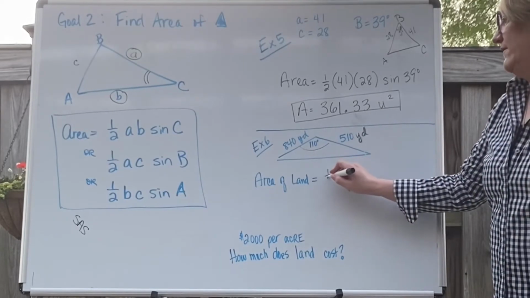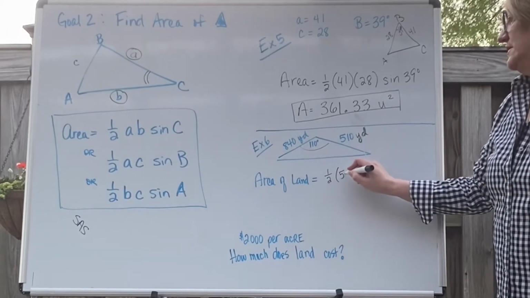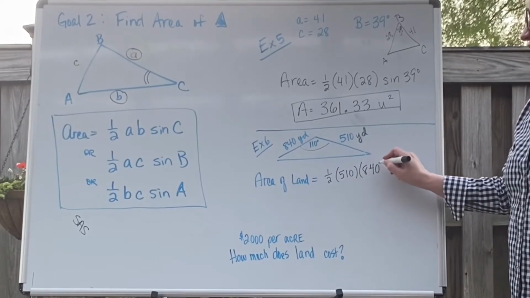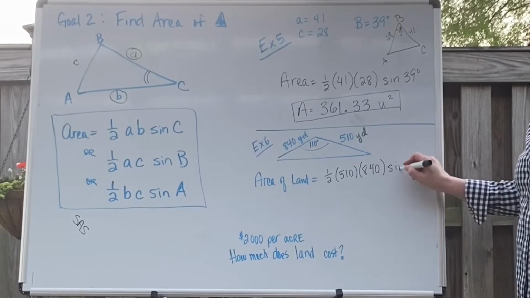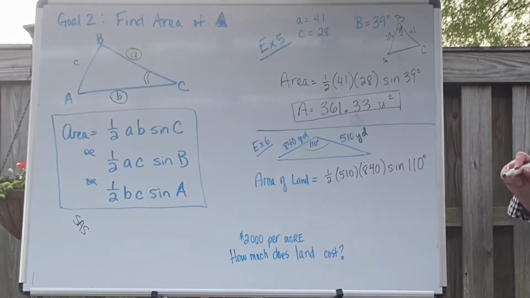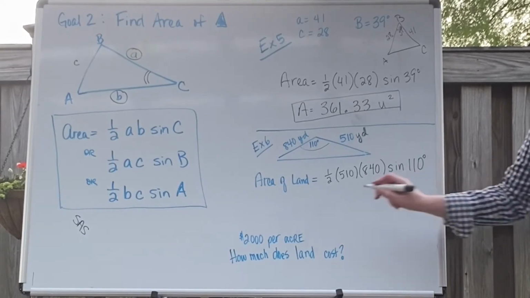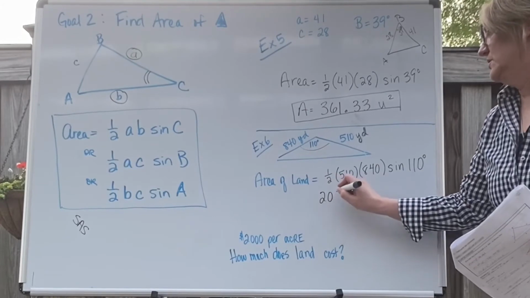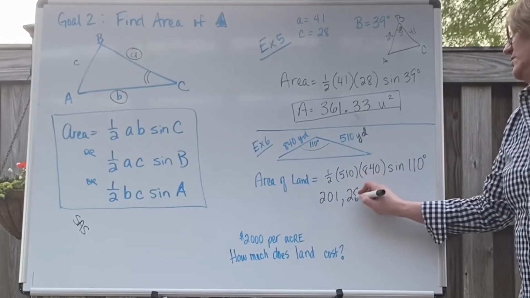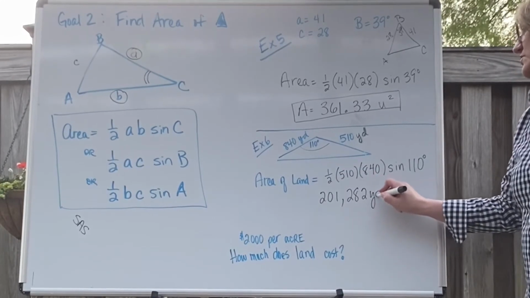That would be 1/2 times 510 times 840 times the sine of 110 degrees. You're going to punch that in your calculator, and you will get 201,282 yards squared.